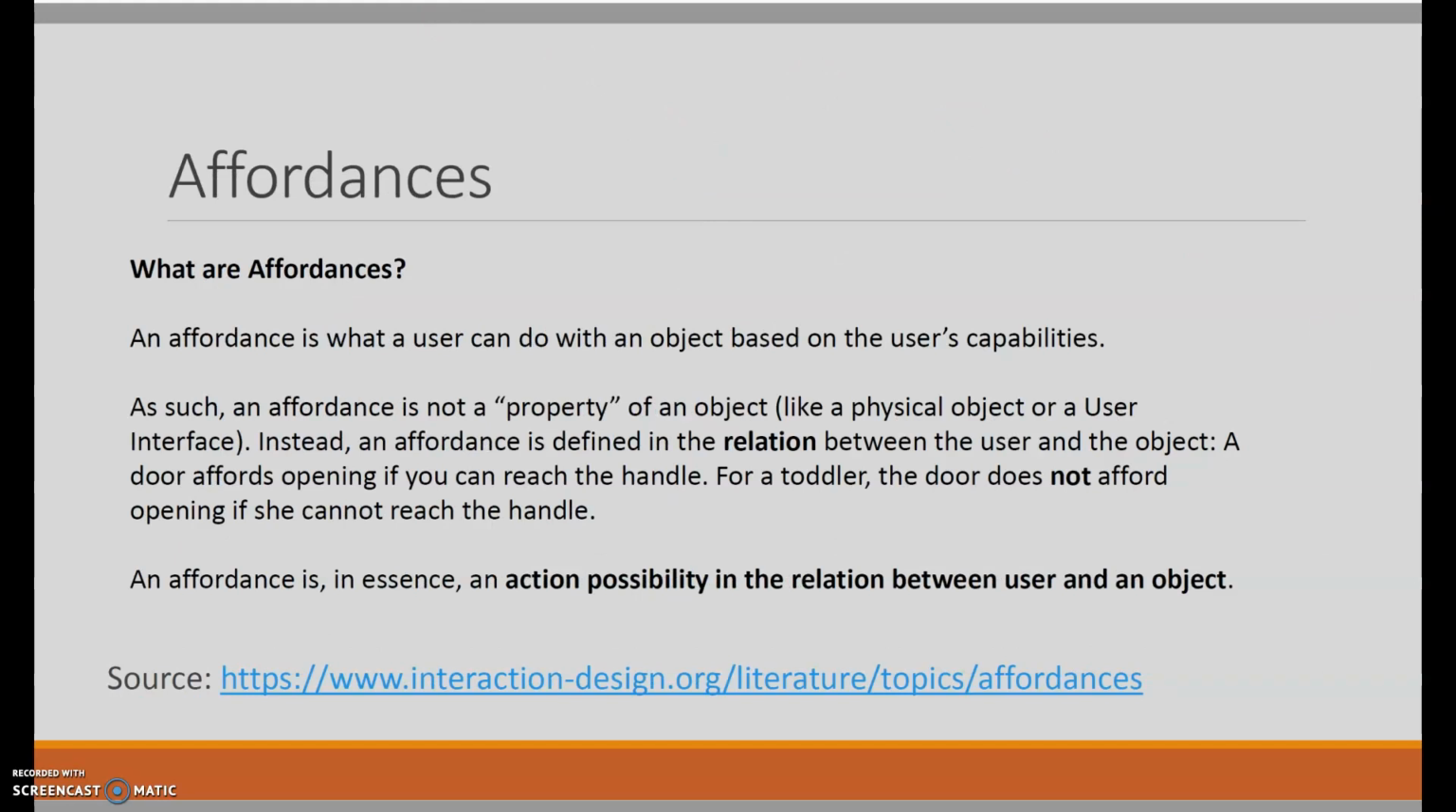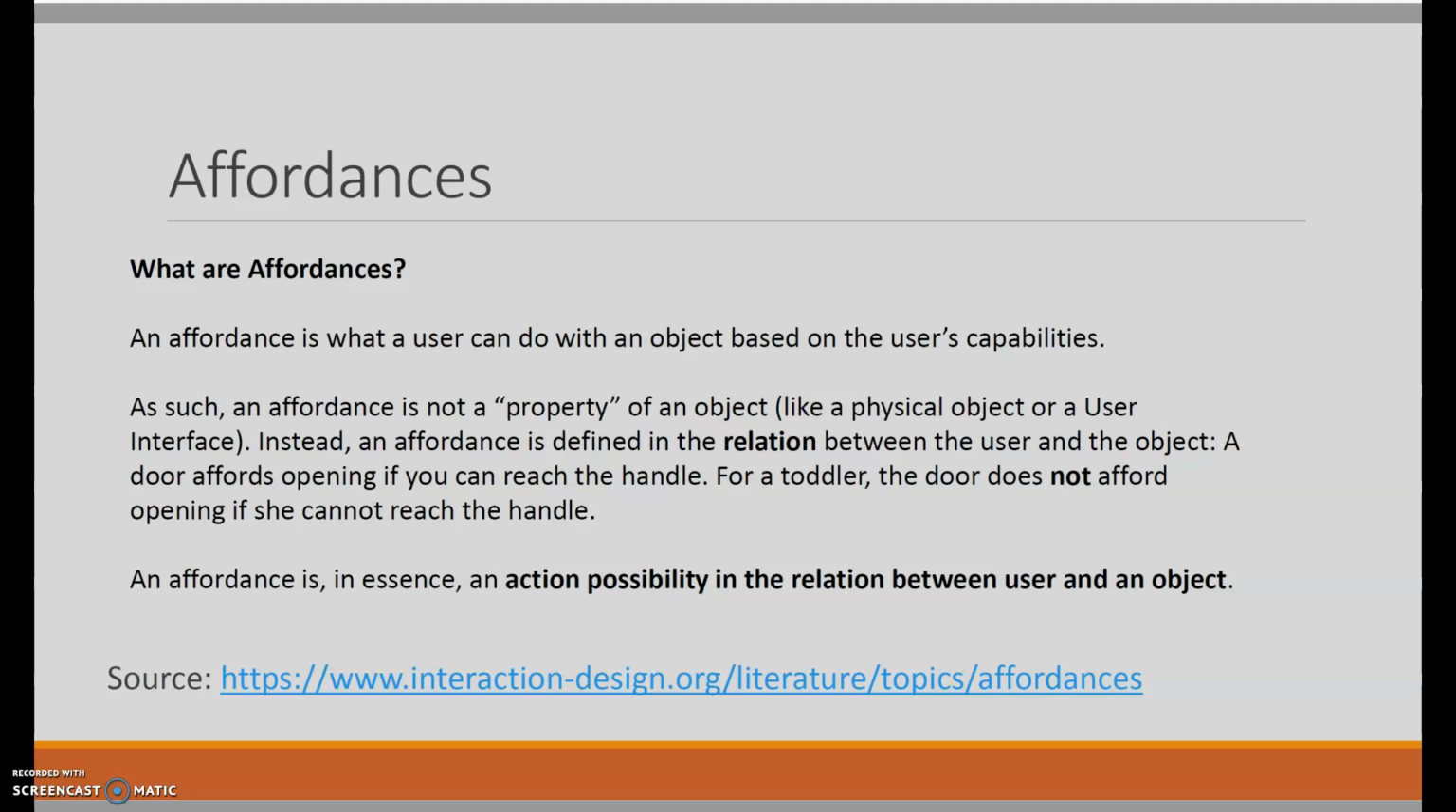Now, one other thing you'll be asked to do this week is work with something called affordances and include those in your prototype. An affordance is what a user can do with an object based on the user's capabilities. One of the quickest ways to understand what an affordance is in terms of a product or design is to think about a car. A car has a very complex design, but an affordance might be something like the door handle that allows you to get into the car.